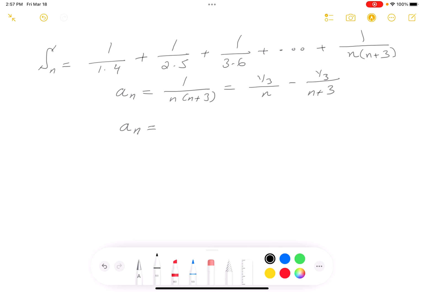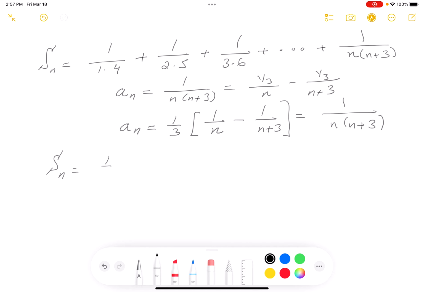An is 1/3 times 1 over n minus 1 over n plus 3. All right? Or if you prefer, you can write it down as 1 over n minus 1 over n plus 3. You may wonder why I split it into two terms. In the prior problems, it was because I got cancellations. This might be more of a challenge for me, though.